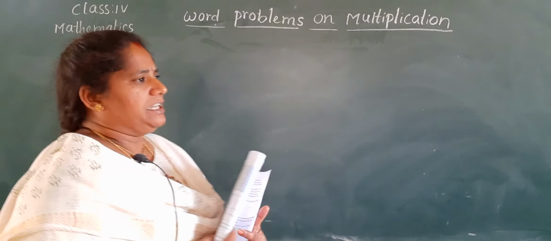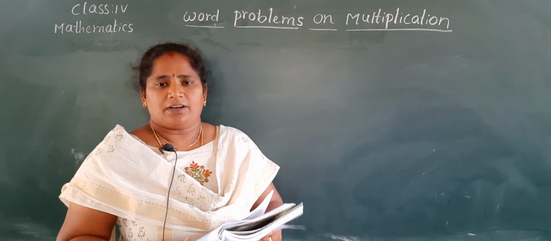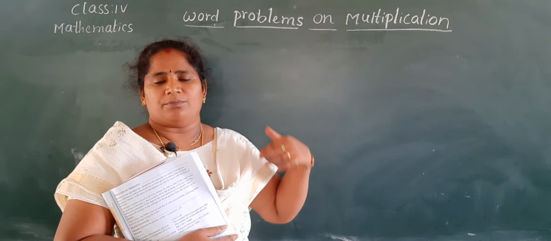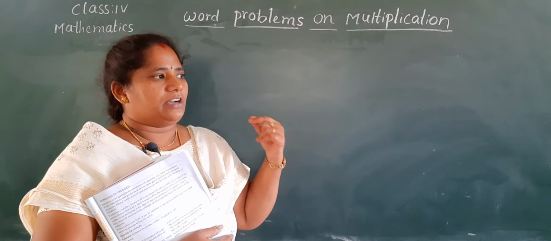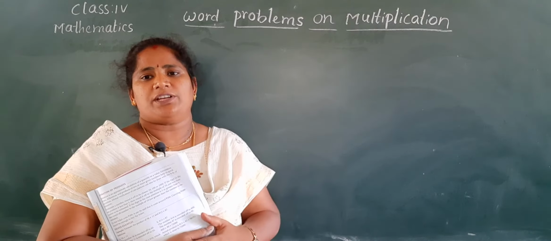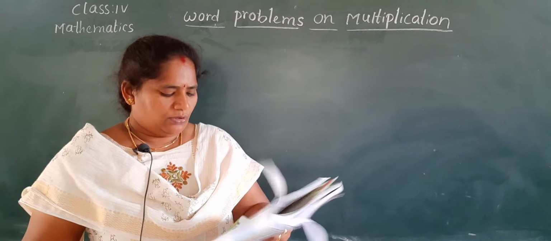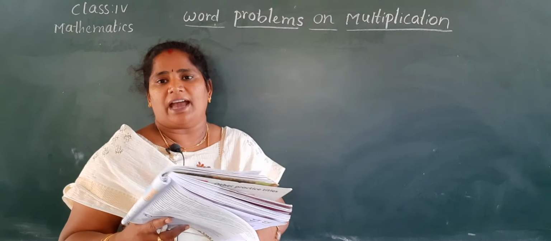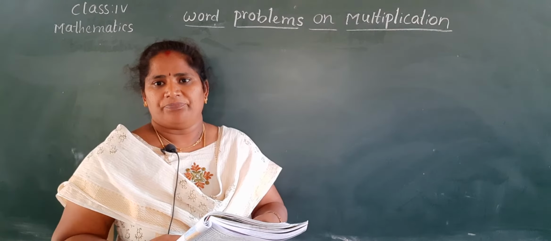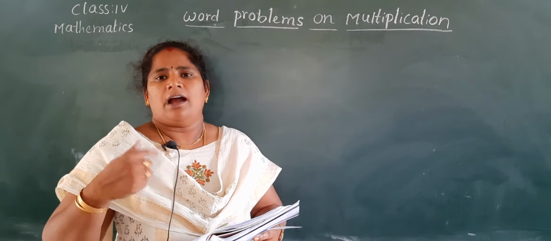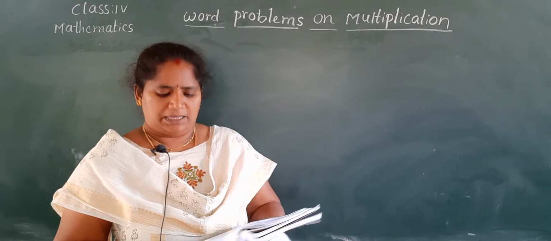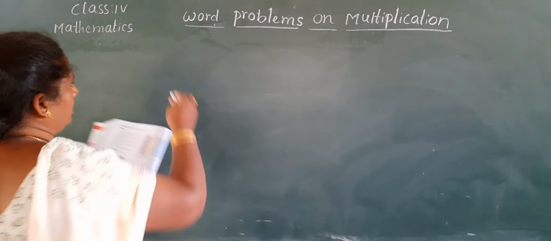When you do multiplication, the cost, that means the value of one item, is given, and they are asking to find the value of more items. Suppose the cost of one flower is 10 rupees, what is the cost of 10 flowers? In these situations you have to do multiplication. So when the value of one item is given and we have to find the value of more items, then we can do multiplication. Write that one.